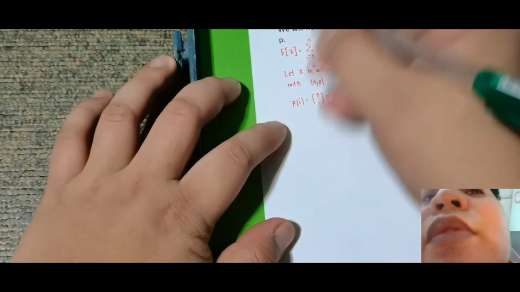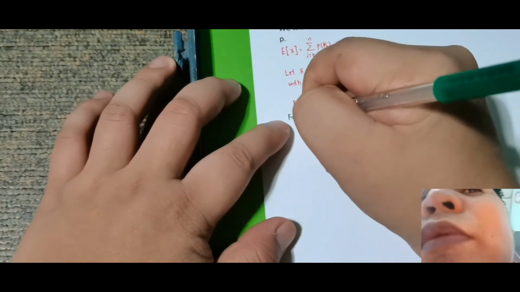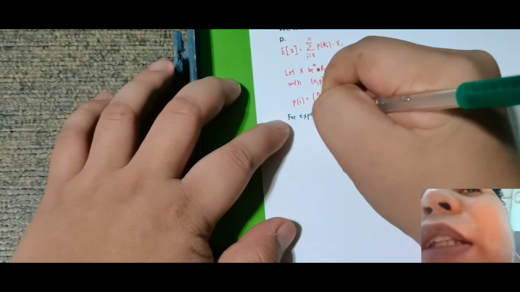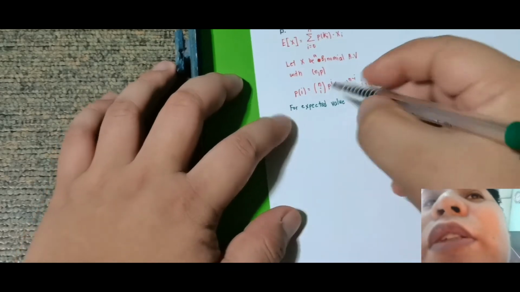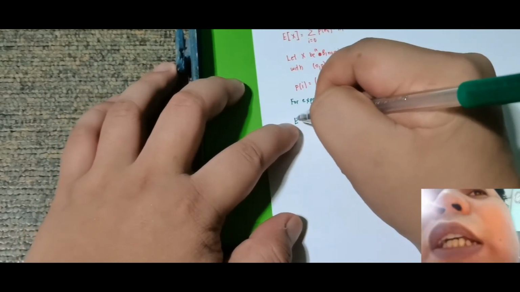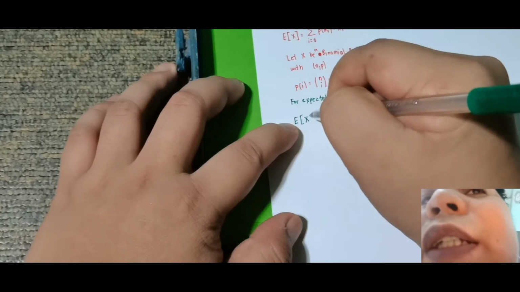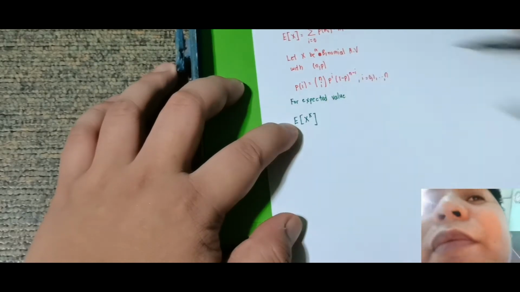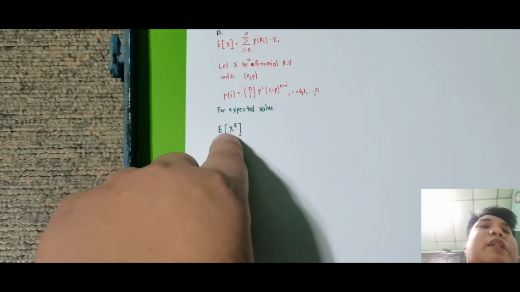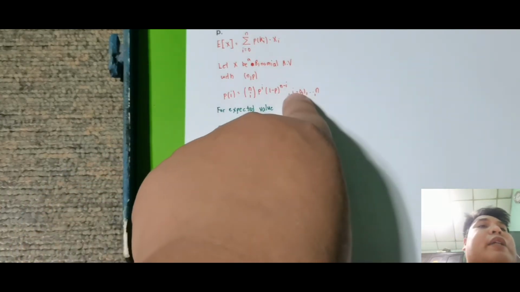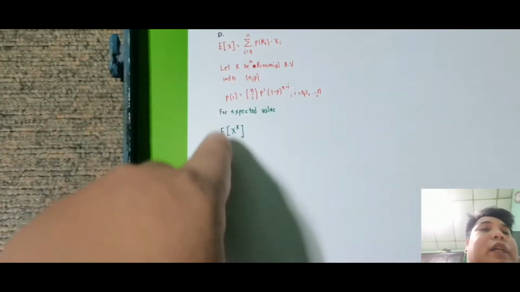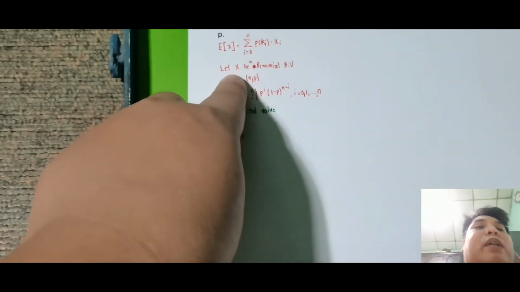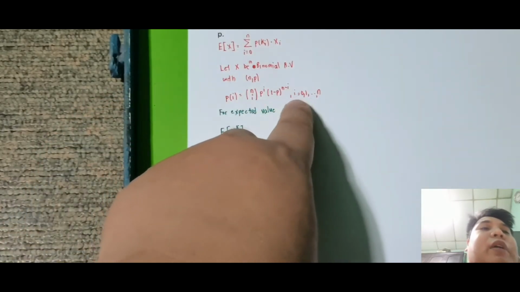So, for expected value, this is our solution. We will determine the expected value of X raised to k. Now, what is the value of our X? The value of X is i. So they are i, not x sub i anymore, since X is a binomial random variable whose values are i, which is 0, 1, 2, 3 up to n.